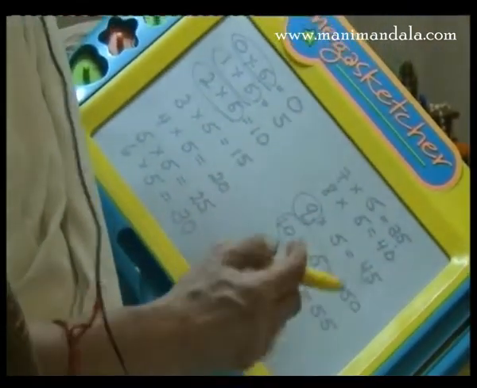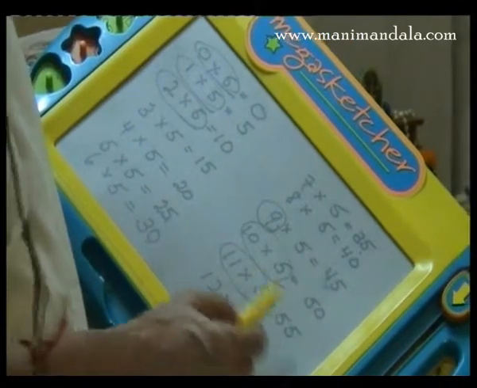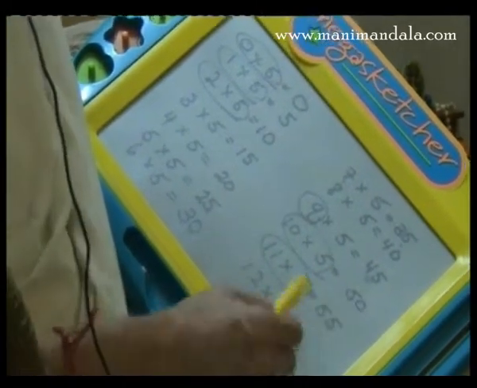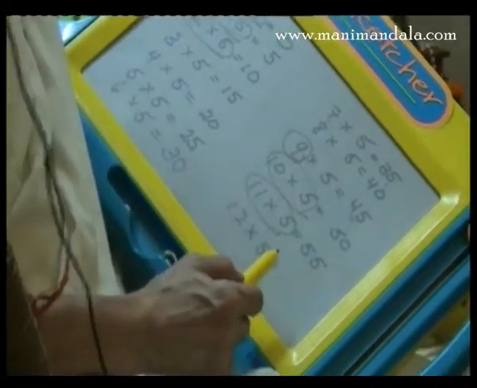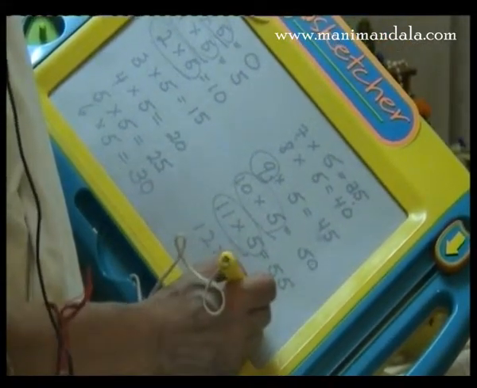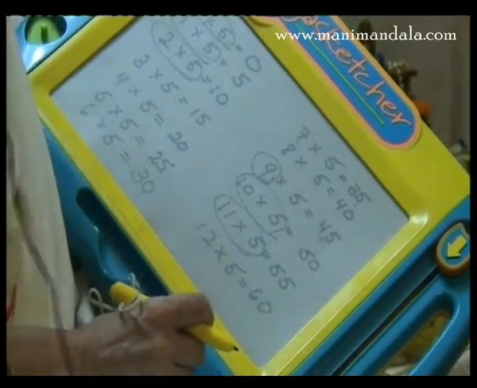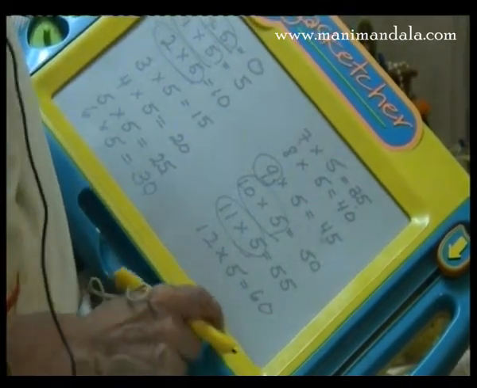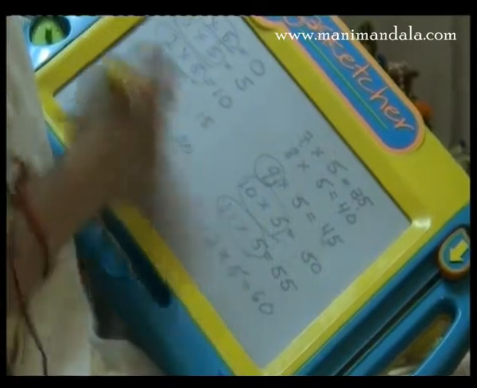So we go again, we know 10 times 5, 50. 11 times 5, 55. If we count by 5s, 5 plus 5 more, 60. Right, 60. 12 times 5 is 60. Very good. Okay. Right, then you just practice it.